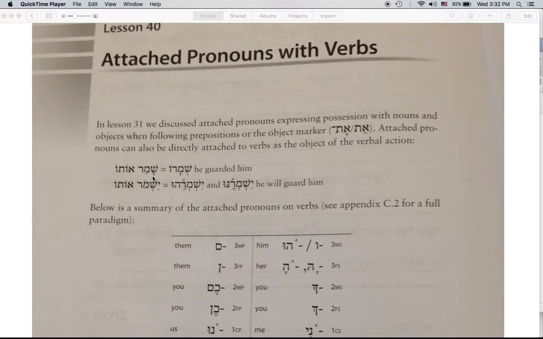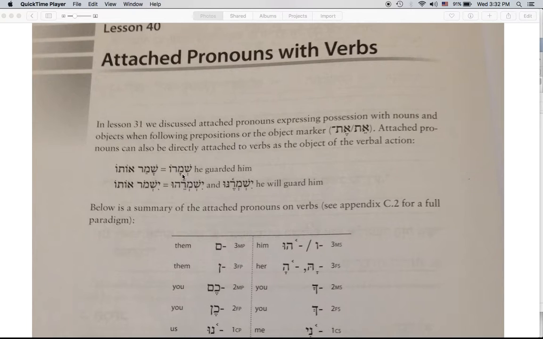So we often see it like shamar oto, with the attached pronoun connected to the direct object marker, and this is he guarded him. But we can just simply get rid of the direct object marker and put the attached pronoun directly onto the end of the verb, and now it is spelled shamaro, and this is he guarded him. So these are just two alternate ways of saying the same thing.